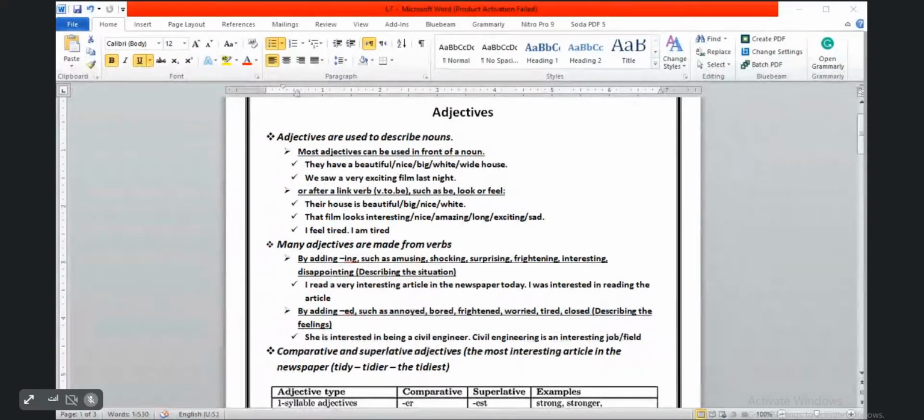Okay. If I change it and make it: the results of the exam were confusing. Is it correct or incorrect? What do you think? It is correct. And does it describe the feelings? No. Or does it describe the results? No, the results. It does not describe the feeling.